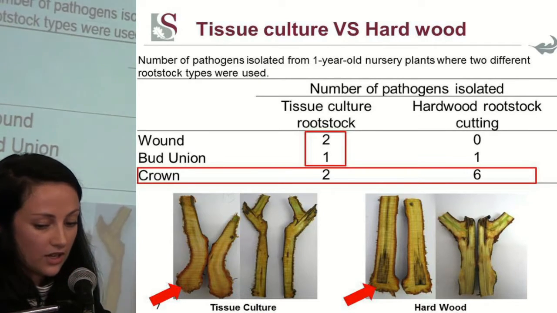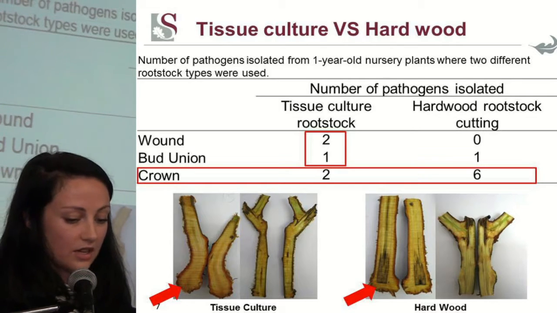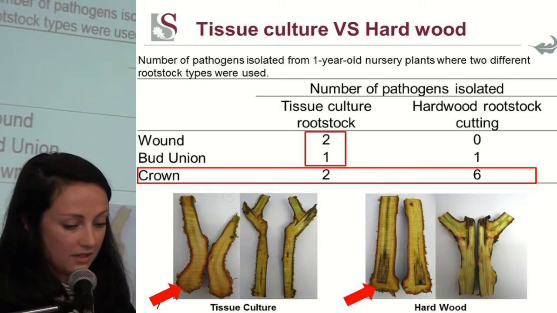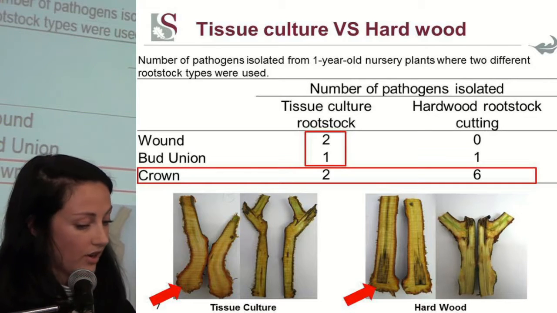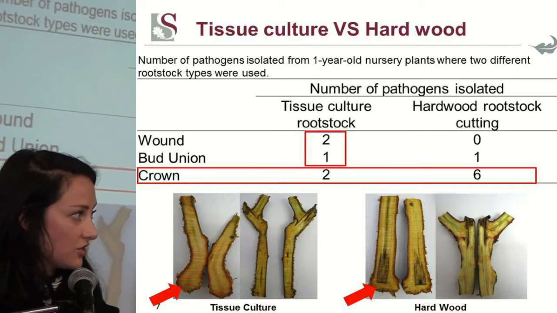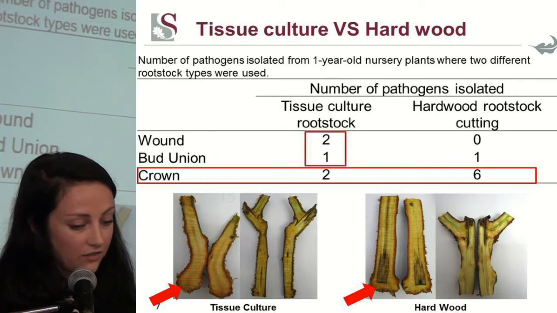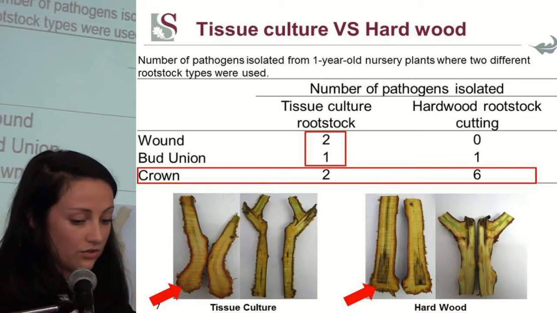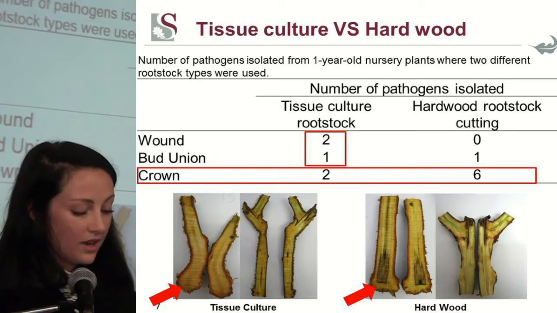Then we also did a small trial of only 20 trees per combination to see the difference between pathogens isolated from nursery trees being propagated by either using tissue culture rootstock plants or hardwood rootstock cuttings. If we look at the pathogens isolated from the crown specifically, there's a difference between the tissue culture and the hardwood cuttings. But it's also interesting to note that there's still infection in the wound and the bud union of the tissue culture plants, which can be due to infections during the oculation process.